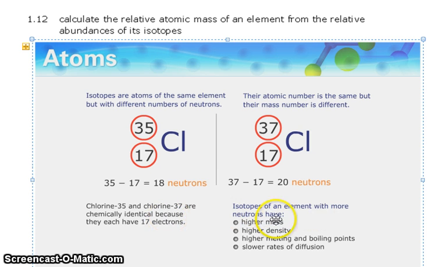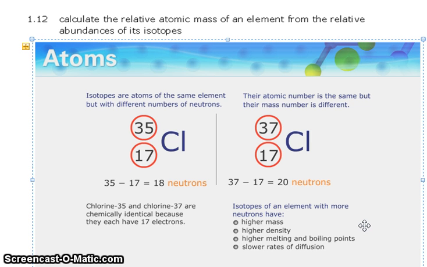So these isotopes are different. Isotopes of an element with more neutrons have a higher mass, a higher density, a higher melting and boiling point, and a slower rate of diffusion. They do differ to a certain extent, but chemically they behave the same, because the electron configuration is what decides the reactivity.